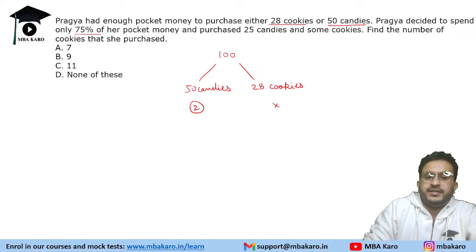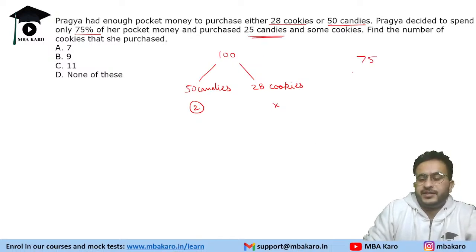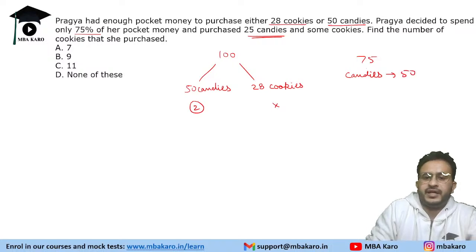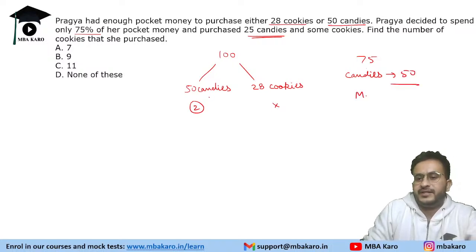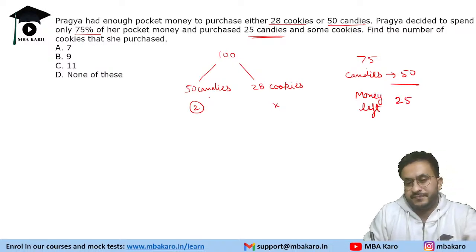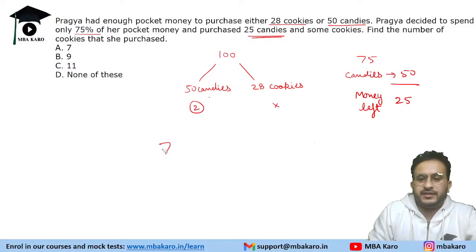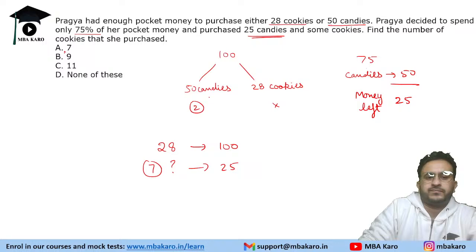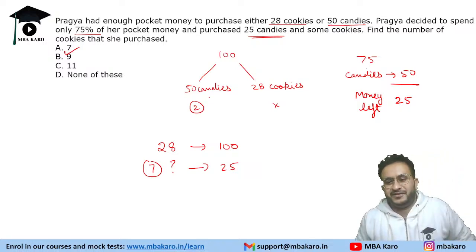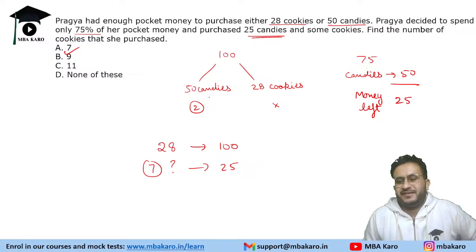Now, see this thing. She is using 75 rupees and she is purchasing 25 candies. So, how much is she spending on candies? On candies, she spent 50 rupees because a candy is 2 rupees. So, what is the money left? Money left is 25 rupees. Okay, 28 cookies come for 100 rupees. How many cookies will come for 25 rupees? 7 will come. How are you getting 12.5? 7 will be the answer.